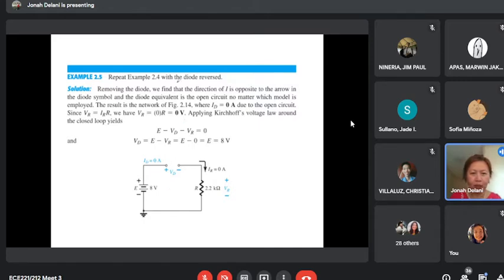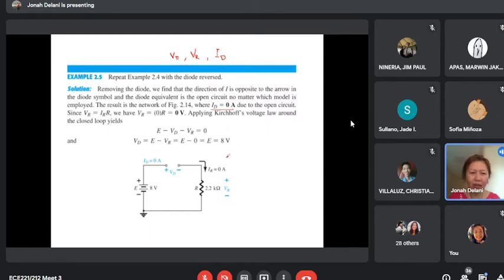The question is the same: VD, VR, ID. We repeat it. The diode is just an open circuit. Therefore, the current is 0. ID is 0.